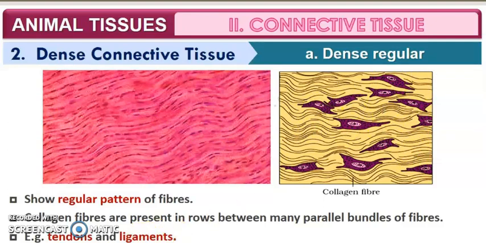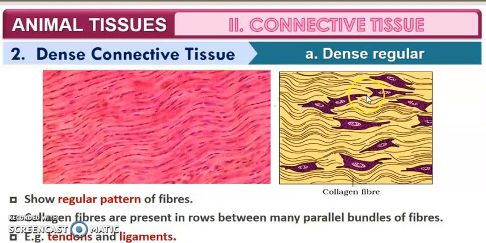So how are the fibers arranged? The collagen fibers are present in rows, right? They are present in rows between many parallel bundles of fibers. So they are present as bundles. So how will these collagen fiber bundles be? It is arranged in rows, right, between many parallel bundles of the fibers.